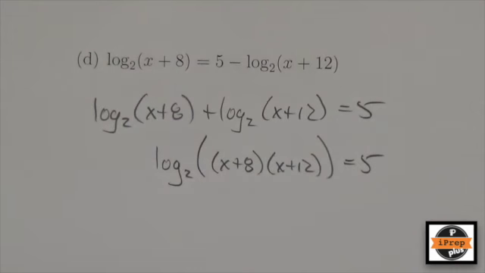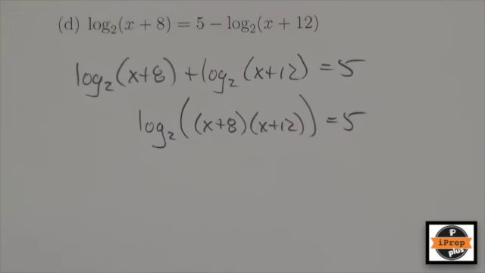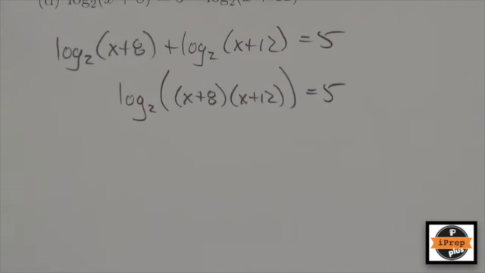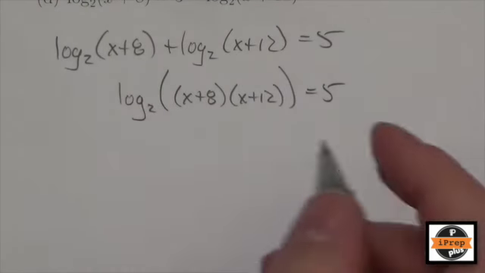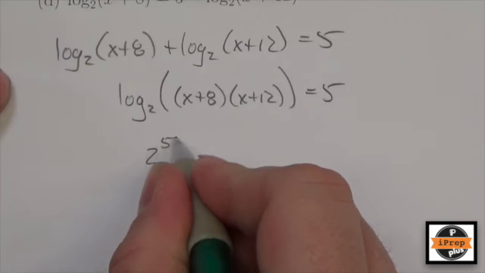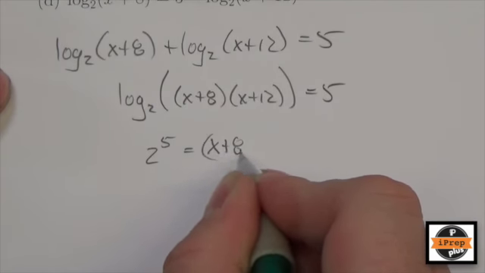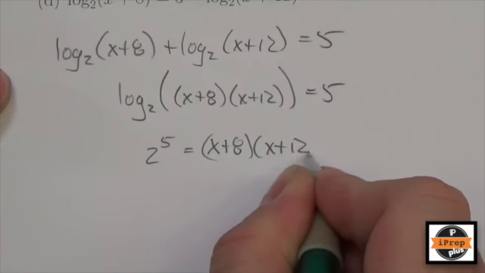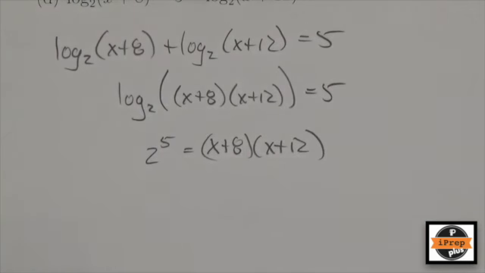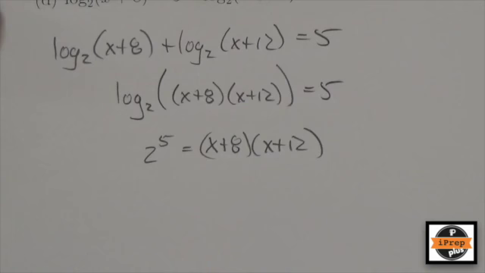Okay, and now that I've got it as one logarithm there, granted the argument of the log is kind of ugly, but that's okay. It's still just one log. I will convert to the exponential form to get rid of it. So this will become 2 to the 5th will equal x plus 8 times x plus 12. And now I just got to evaluate.